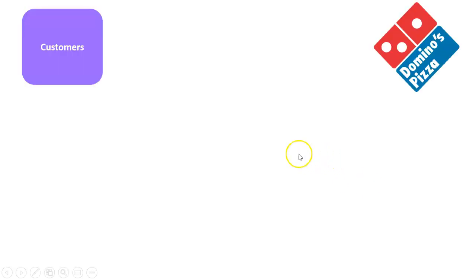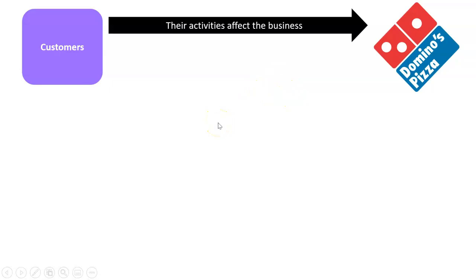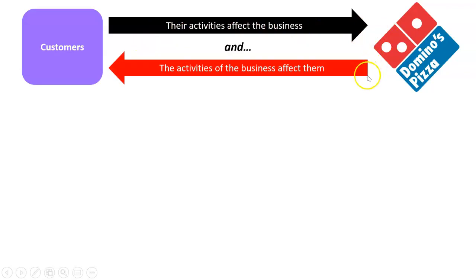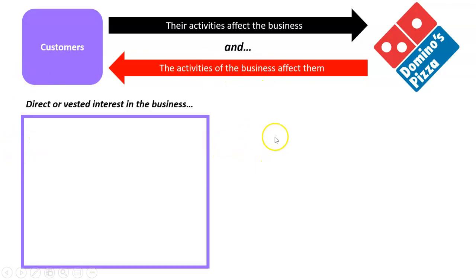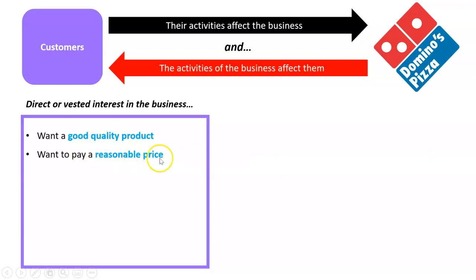Let's just take a real example with customers and Domino's Pizza in the last few years. What do customers want? Well, they're a stakeholder. Their direct or vested interest affects Domino's, and likewise Domino's activities affect them. So let's have a look at what customers want from a Domino's type pizza. They want a good quality product, but they want a reasonable price. You're not paying $40 for a fancy pizza at Domino's. You may be at a restaurant, but not here.